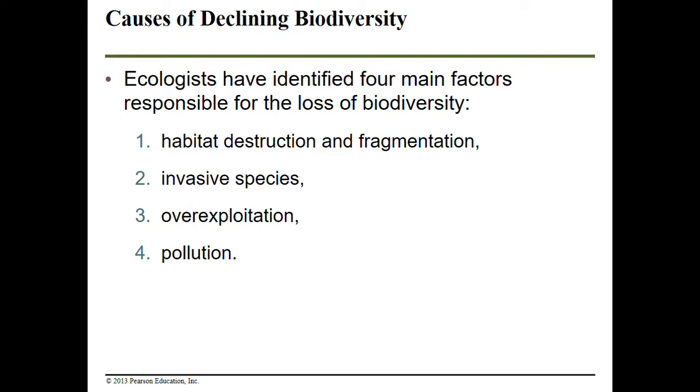We've identified 4 main factors when it comes to the decline in biodiversity. Number 1 is habitat destruction and fragmentation. We just talked about this in the last chapter, so I won't really focus on that one. But we also have invasive species, we have overexploitation, and we have pollution.